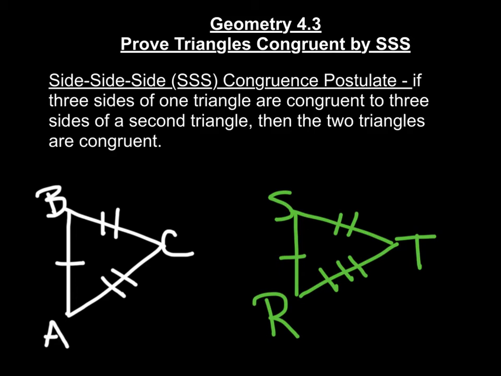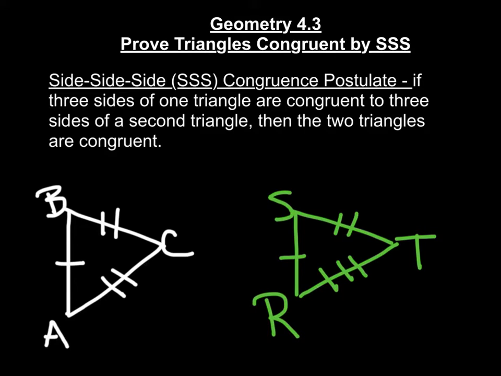Today in Geometry, Chapter 4, Section 3, we're going to talk about proving two triangles congruent by SSS, or the side-side-side congruence postulate. All that is saying is that if three sides of one triangle are congruent to three sides of a second triangle, then the two triangles must be congruent.